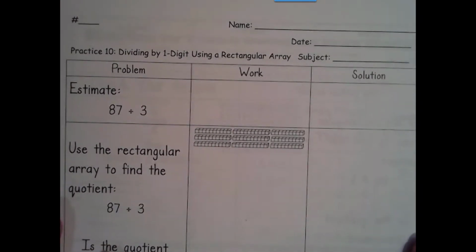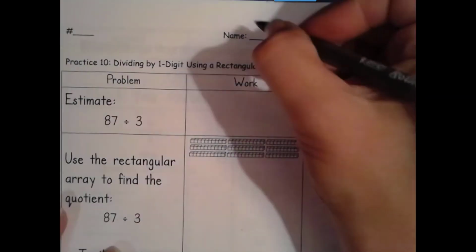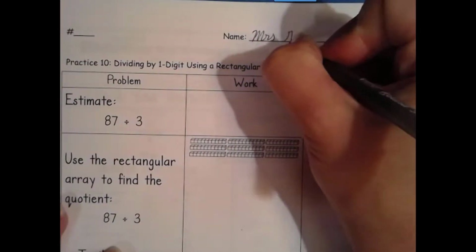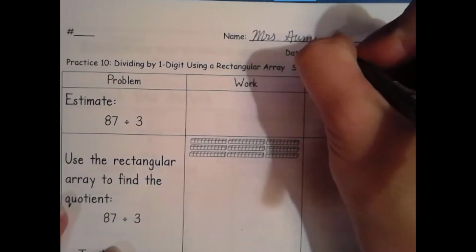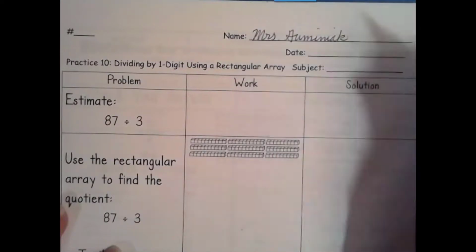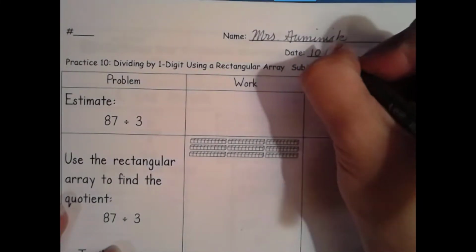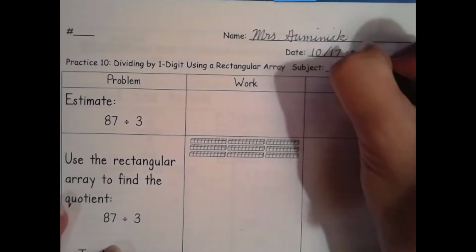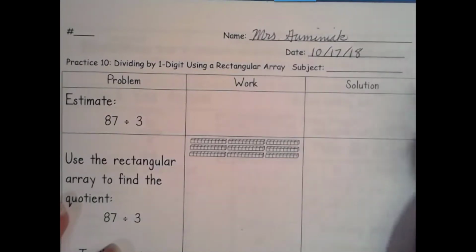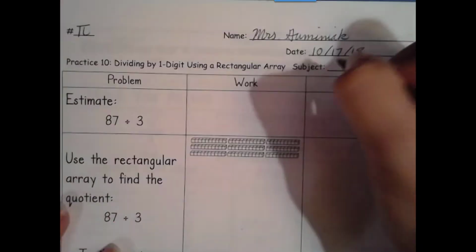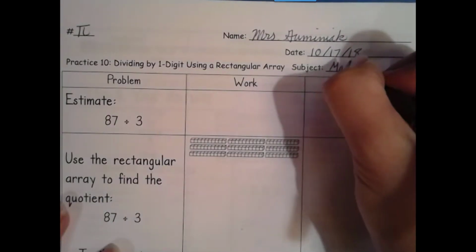So here, always put your heading, name, number, date, first and last in cursive. Okay, today's date. Remember to always put the date that you are working on the notes, not necessarily the date I'm writing. Your subject is math.